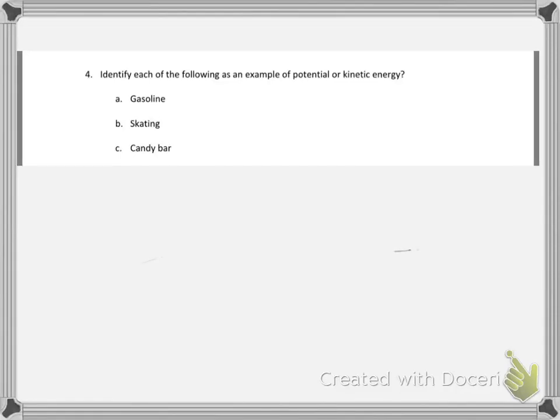Question 4. Identify each of the following as an example of potential or kinetic energy. So in order to answer this question, we have to know the difference between potential energy and kinetic energy. Potential energy, I'll write PE, and kinetic energy, I'll write KE.